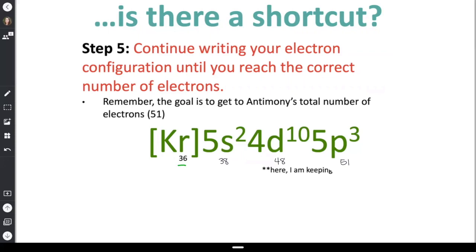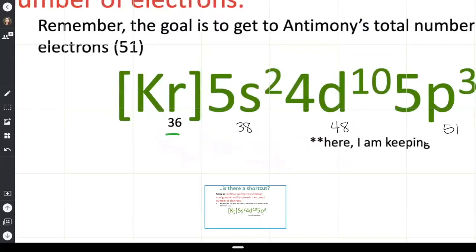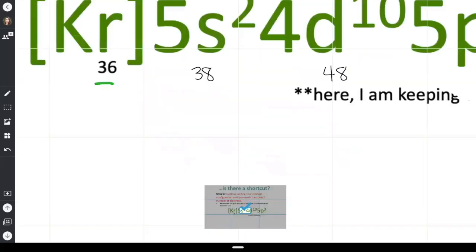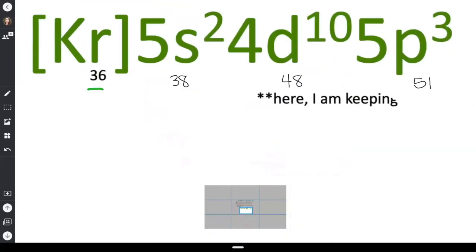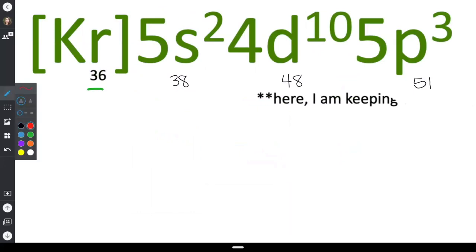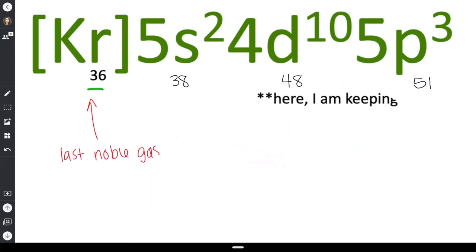Let's take a look at what each of these things represent, and you should label this in your notes. We have krypton. This is the last noble gas that was passed. Up and over.